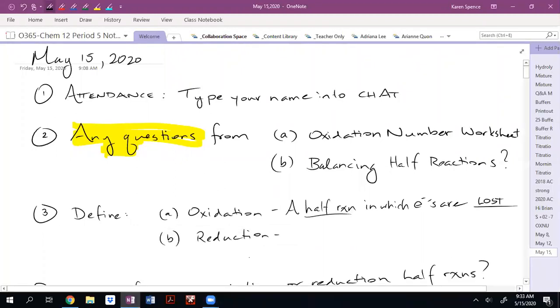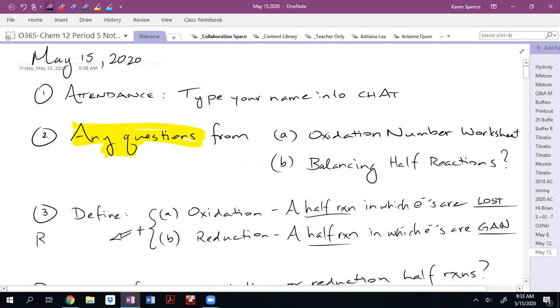And reduction, on the other hand, is a half reaction in which electrons are gained. And if we take those two and put them together, we will get an overall reaction. So if we add these two together, we're going to get an overall reaction that is called a redox reaction. And today we're going to be focusing on putting those two together to get the overall redox reaction.